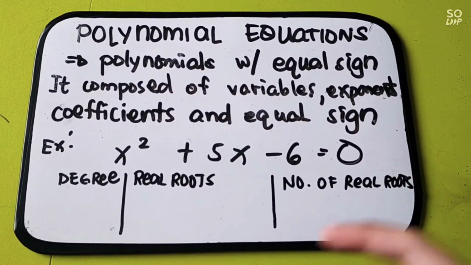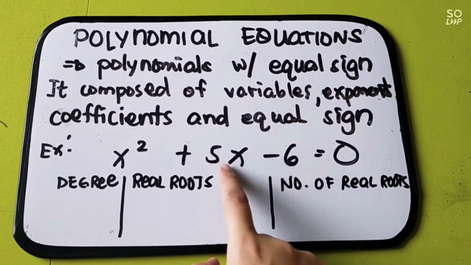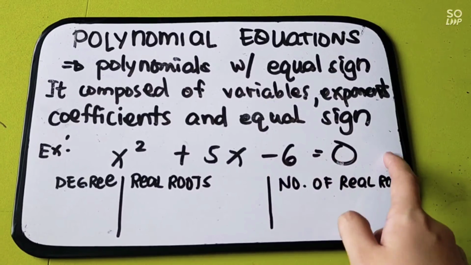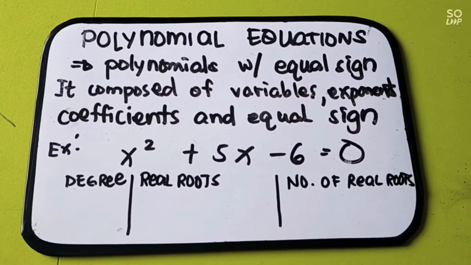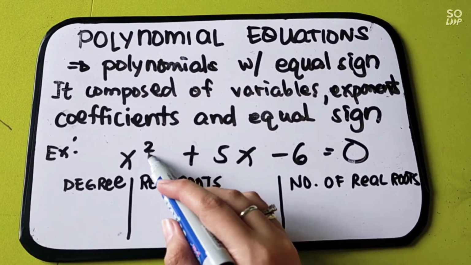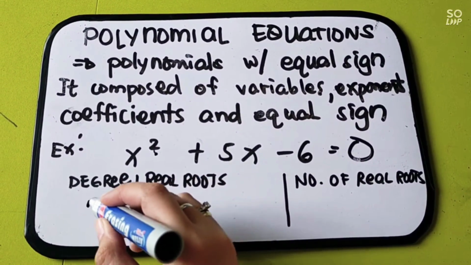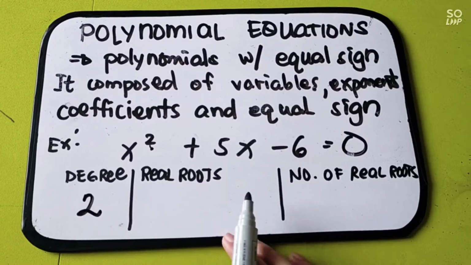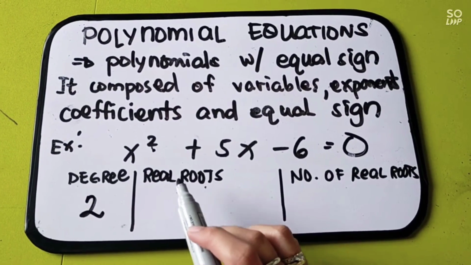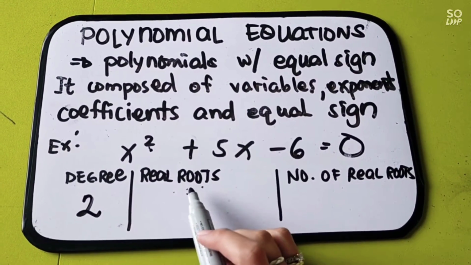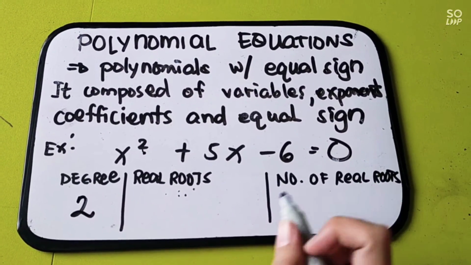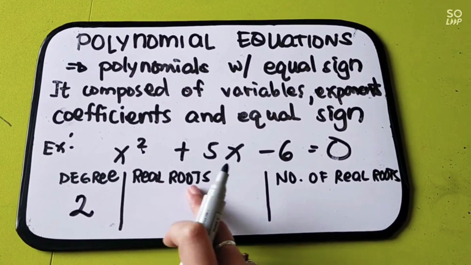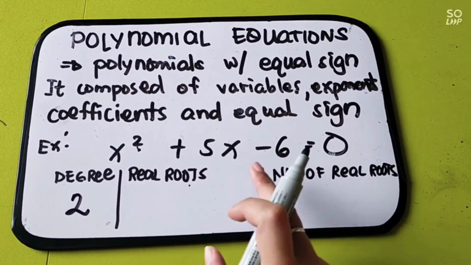Let's go back to our example. X squared plus 5x minus 6 equals 0. Let us find the degree. The highest exponent or degree is 2. So, therefore, the degree here is 2. Next, real roots. So, how will you solve for the real roots here? We have x squared plus 5x minus 6 equals 0. For us to find the real roots here, you are going to solve for x.